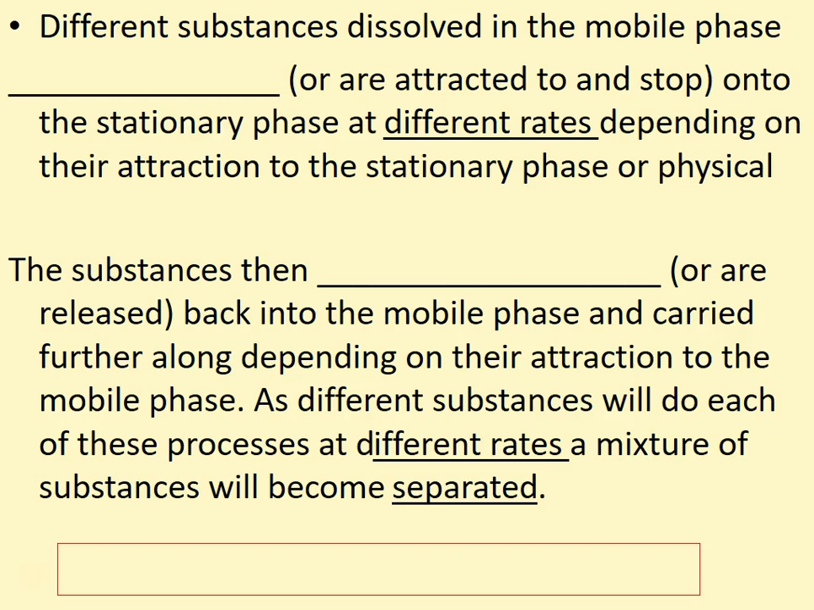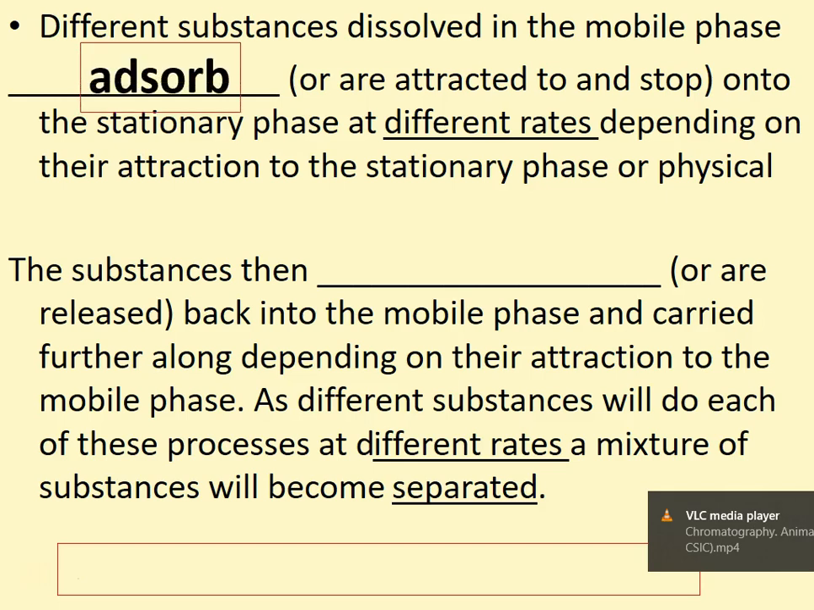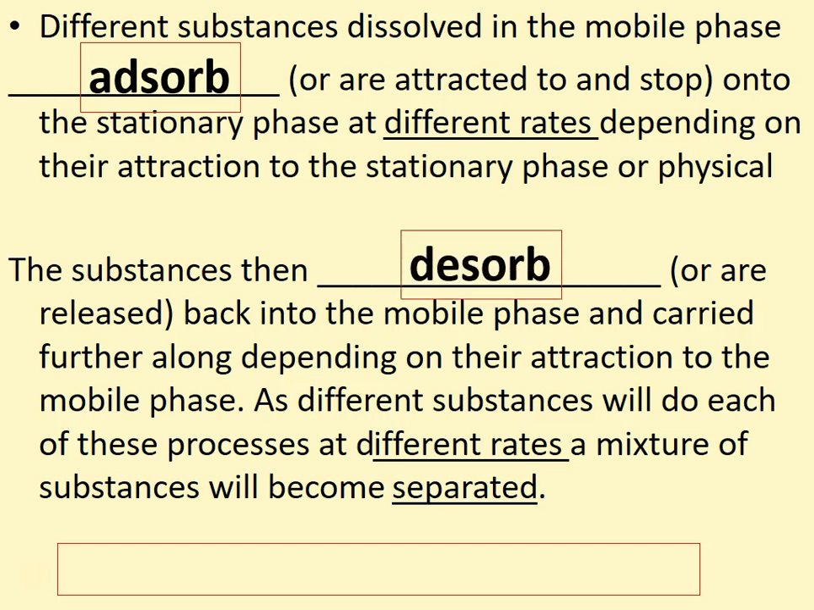So different substances in the mixture will dissolve in the mobile phase, in the solvent, and then we say they adsorb, or are attracted to and stopped onto the stationary phase. So as they're being carried along, they will stick to the surface of the parts that aren't moving. Different substances will do this at different rates, depending on their attraction to the stationary phase, or physical properties, so the size of them or the shape of them.